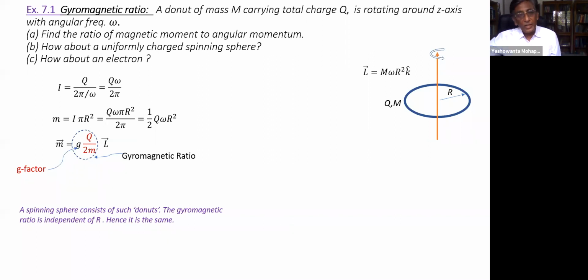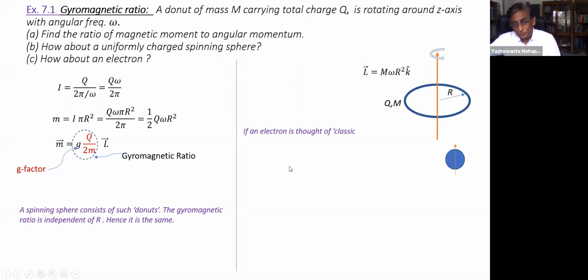So can I think of the electron? The electron has a spin, you know that, right? Of course, classically you cannot think of it, but as a fundamental thing you can think of it. Let's say the electron is also a fundamental particle, and it has a charge which is spinning like that around that axis. So what about that? If an electron is thought of classically, then the gyromagnetic ratio should be the same. And now this is me, the mass.